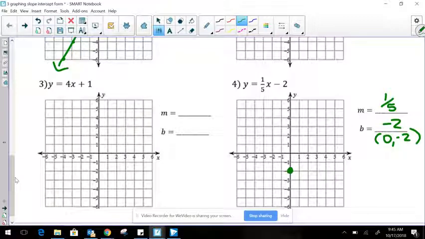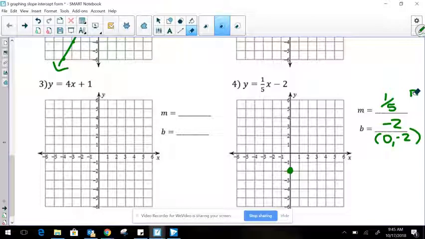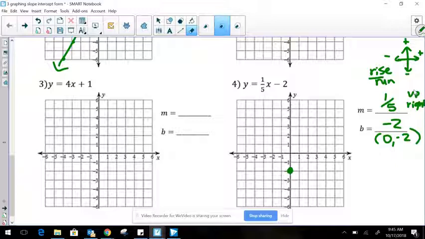So the 1 means I'm going to move up 1. Let me change that real quick. Up 1, because we have rise over run. So I'm going up 1 and then right 5 because both are positive. So just a reminder here, up and right are both positive, left and down are both negative. So up 1, over 1, 2, 3, 4, 5.